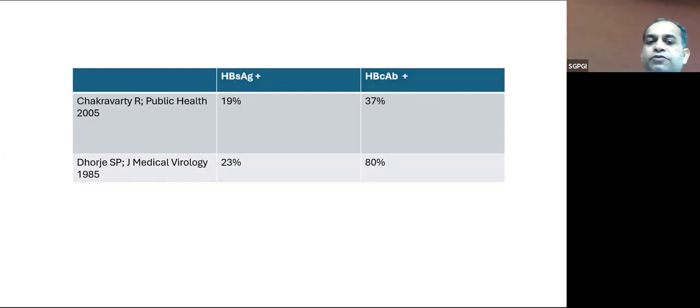HBsAg positivity was 23%. Hepatitis B core antibody, we already know from previous sessions, tells us that the patient has been exposed to hepatitis B virus, and it was around 80%. Another study in 2005, from West Bengal, showed that if someone is positive with hepatitis B virus and you test close contacts within the family, 19% would be HBsAg positive. And if you look for hepatitis B core antibody, it would be 37%.